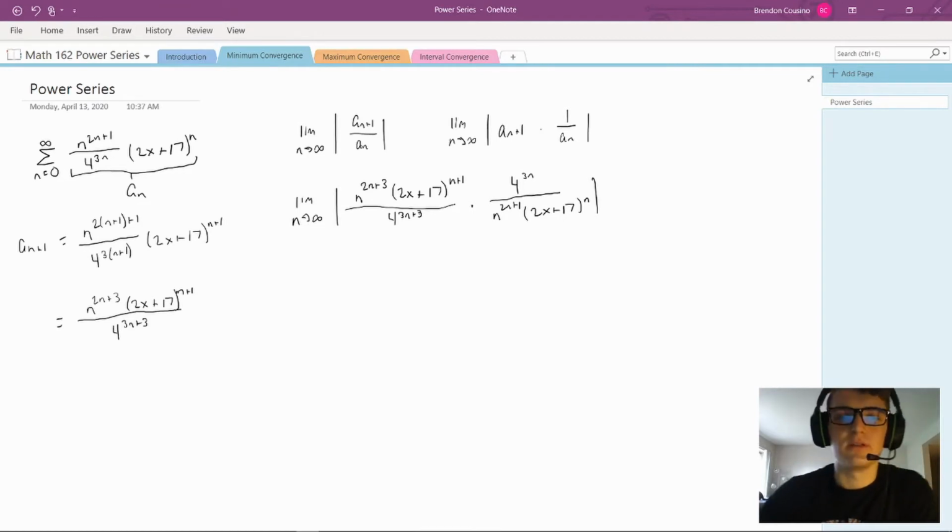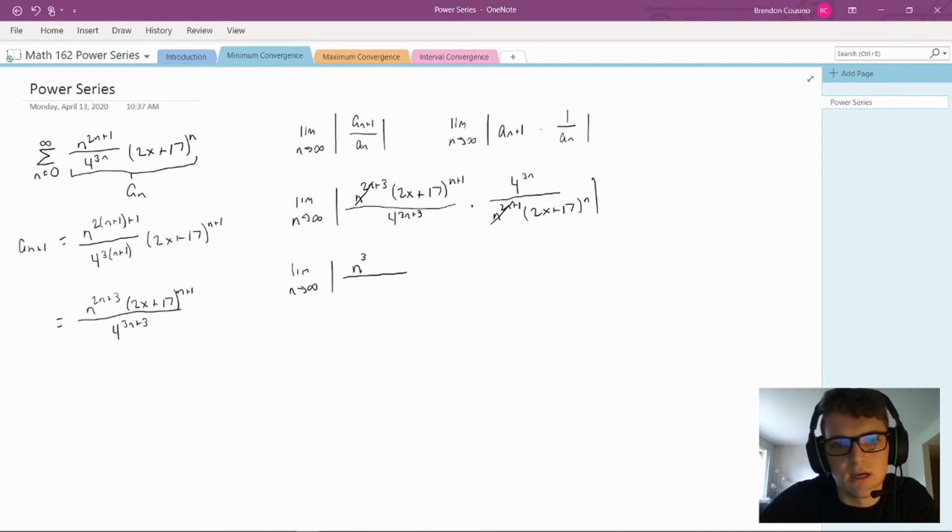Okay, and then what we're going to want to do is simplify as much as we can. We can use our exponent rules, and imagine this being like n to the 2n times n to the third, right? And then a 4 to the 3n times 4 to the third, right? So then I'll be able to cancel out some terms. So I have the limit as n approaches infinity of the absolute value. This n to the 2n is going to cancel with the n to the 2n there, and we're going to be left with an n to the third on the top and an n to the first on the bottom.